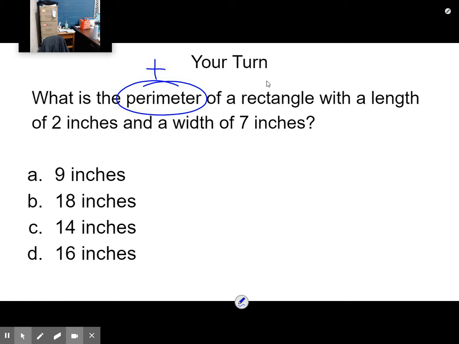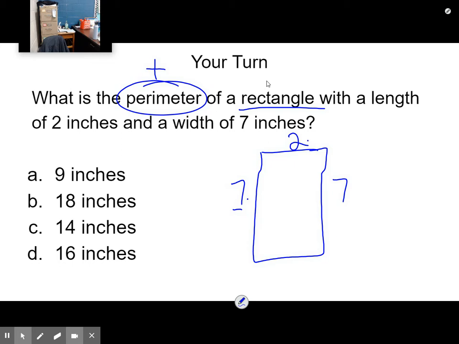So what is the perimeter of a rectangle with a length of 2 inches and a width of 7 inches? I'm going to start by drawing this rectangle. So I have a length of 2 inches and a width of 7. But since rectangles have 4 sides and opposite sides are the same, if this side is 7, the other side is 7. If this side is 2, the opposite side is 2. So if I'm going to add up all 4 sides, I'm doing 7 plus 7 plus 2 plus 2.